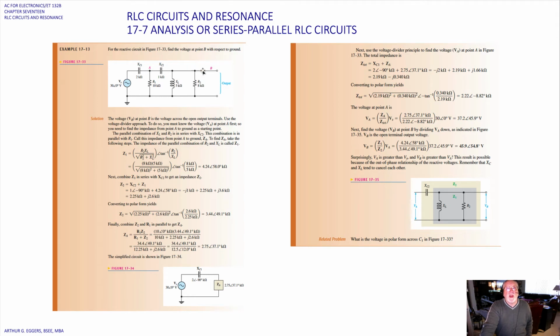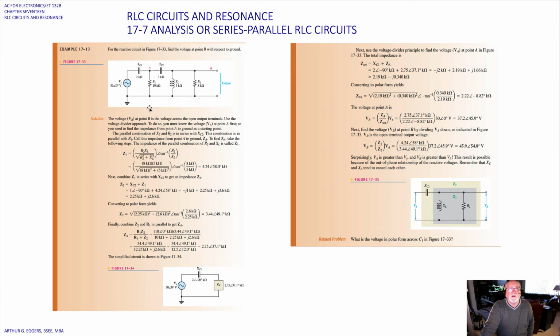Find the voltage at point B. So we're looking at what is essentially the output taken across the resistor R2. The voltage at B is the voltage across the open output terminals. Use the voltage divider approach. To do so, you must know the voltage at point A. So you can see you have to look back into that circuit into point A first. So you need to find the impedance from point A to ground as a starting point.